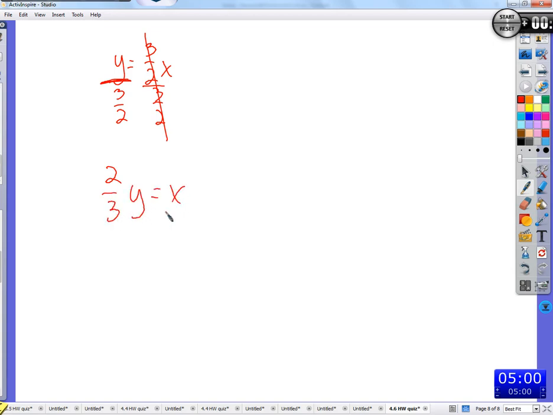We started out with y equals 3/2 x. That was direct variation. It's a constant times x equals y. And we were able to rewrite it so that x equals a constant times y. That's direct variation. So if y varies directly with x, does x vary directly with y? Yeah, it does.